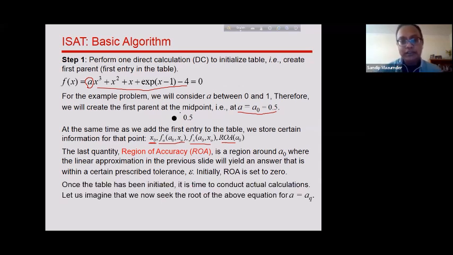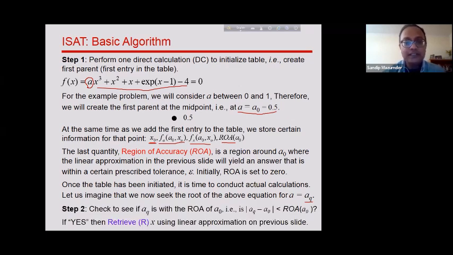So I have one point in the table. That's it. Now I come in with the next point. So I want to calculate now the root of this equation for a different value of A. And that different value, I'm going to call it AQ, the Q standing for query. In other words, we are going to call these new queries. So for a new query, AQ, I want to now find the root. First thing I'm going to do is check if this point is within the region of accuracy of A0. In other words, I'm asking this mathematical question: is the absolute value of AQ minus A0 less than the region of accuracy of A0?